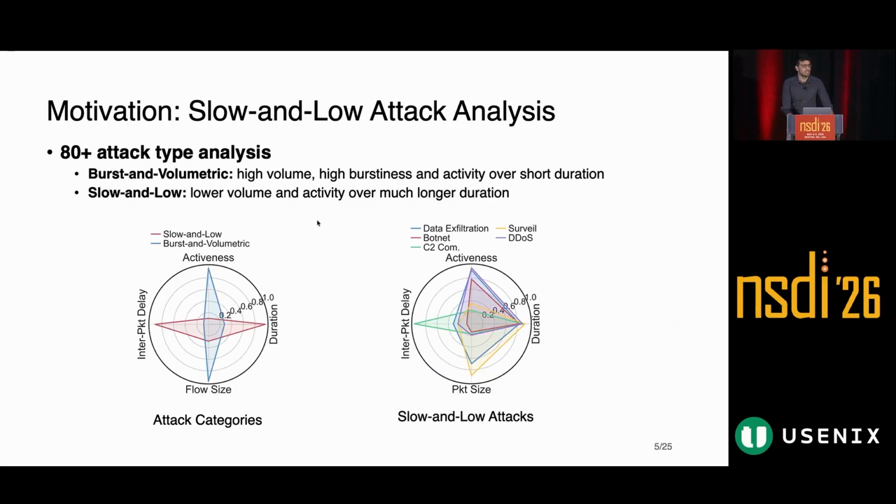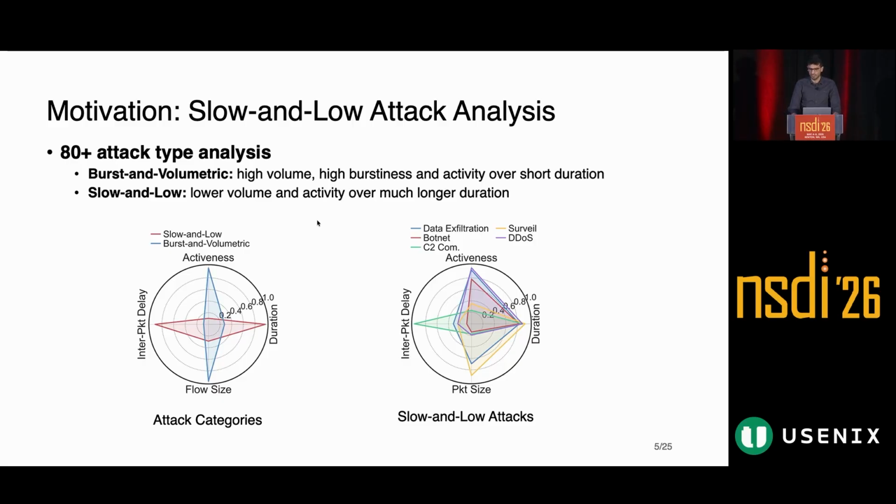To see why it is challenging to detect them, we have studied over 80 types of attack flows, and we group them into two categories: slow and low, and burst and volumetric attacks. As shown on the left figure, burst and volumetric attacks are highly bursty with large traffic volume and high activity throughout their lifetime. We observe that they typically last less than 5 seconds with over 50% activity. This makes them easy to capture within a short observation window.